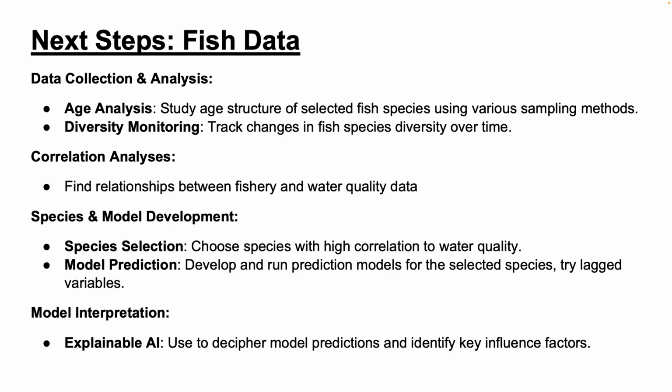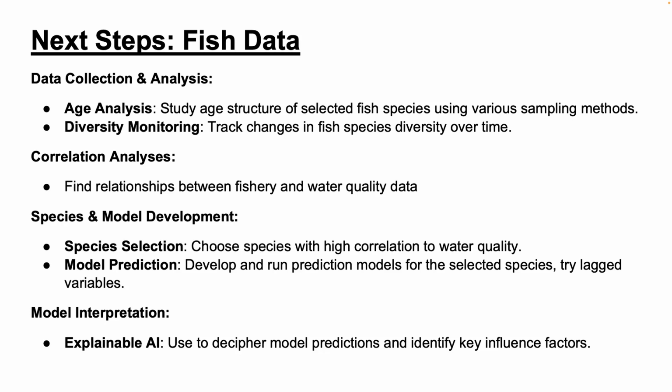And then find relationships between fish and water quality. So maybe target species that are more reflective of water quality parameters and thus reflective of seagrass health. And then we also want to look at species and model development, looking at the selection again of the species and the model prediction.